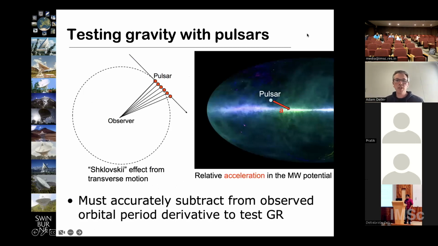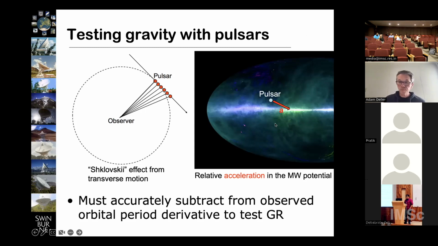The first and usually the most important one is what's called the Shklovsky effect. And this is an apparent acceleration away from the observer due to the transverse motion of the pulsar. So it's sort of shown here, the pulsar is moving across the plane of the sky, but relative to a fixed distance from the observer, it looks like it's accelerating away from us. And so that will lead to an apparent orbital period derivative.